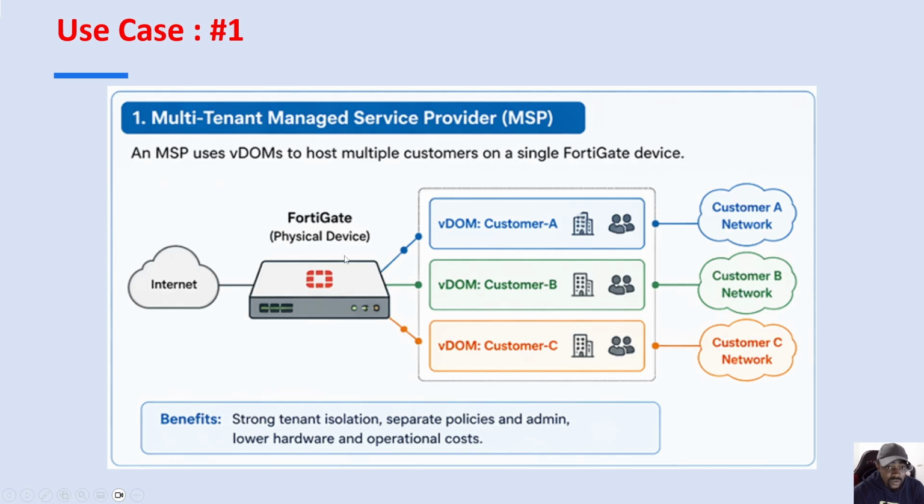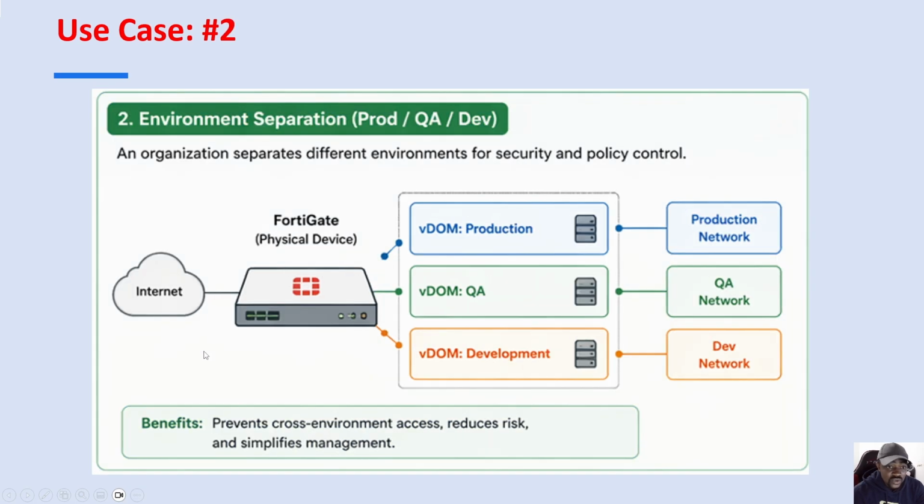Use case 2 is, for example, a company where you have a production environment, a testing environment, and a development environment. In this case, you can separate each environment by creating separated vDOMs. Each environment will be managed under a separate vDOM. The idea here is to prevent cross-environment access, reducing risk and simplifying management, right?